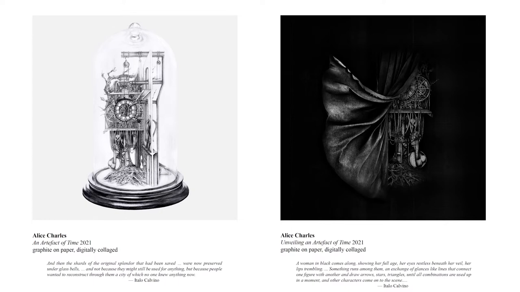A woman in black comes along, showing her full age, her eyes restless beneath her veil, her lips trembling. Something runs among them, an exchange of glances like lines that connect one figure with another and draw arrows, stars, triangles, until all combinations are used up in a moment and other characters come on to the scene.